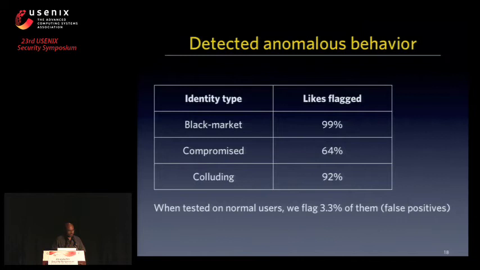Now let's look at some of the detection results. Here, what we find is that our anomaly classifier is able to flag most of the anomalous activity by these 3 types of misbehaving users. So this actually performs quite well. Now, when we tested this on the normal users, we flag roughly 3.3% of these normal users, which can be considered as the false positives here.